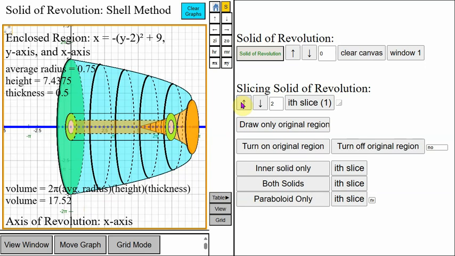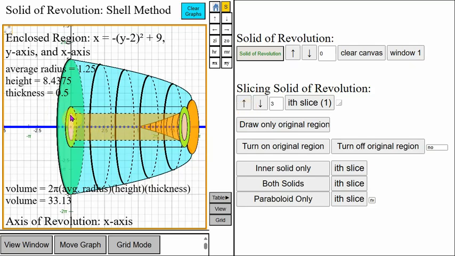And then here's shell number 2. The inner radius is 0.5 and the outer radius is 1, so the average radius is 0.75. To get the height, again, in place of y we put 0.75, and that'll give us a height of 7.4375. The thickness is 0.5, and so the volume will be 17.52.